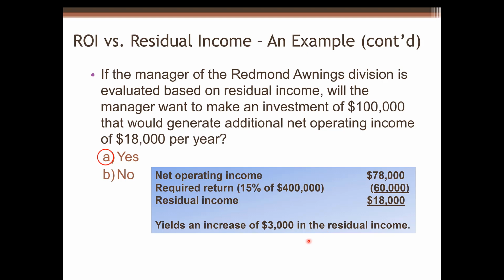So from this example, you can see, even though this investment is beneficial to the company as a whole, if the manager is evaluated based on ROI, the manager may reject this investment. But if the manager is evaluated based on residual income, the manager would like to make this investment.